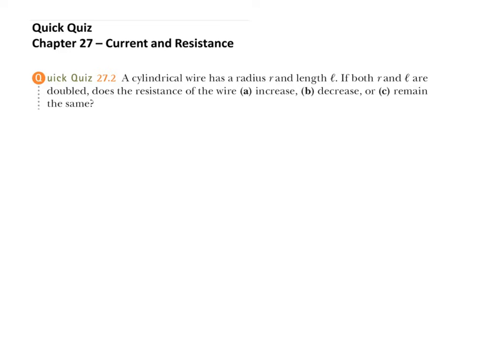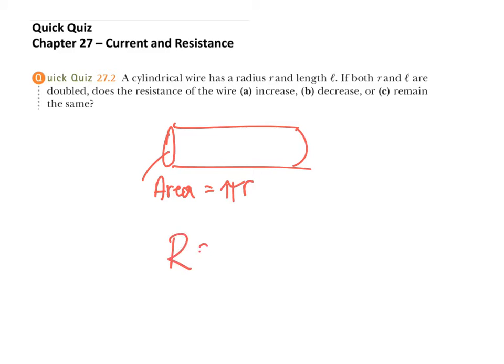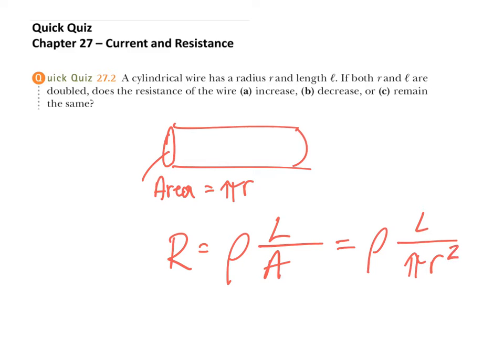Question 2. A cylindrical wire has a radius of r and a length L. If both r and L are doubled, does the resistance of the wire increase, decrease, or remain the same? All right, this is in reference to a wire that's like tubular, and its area is a circle, so pi r squared. Now the resistance is rho times the length of it divided by the area of it, and the area of it is the area of a circle, pi r squared.